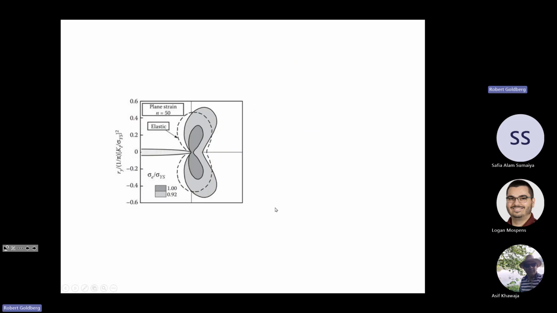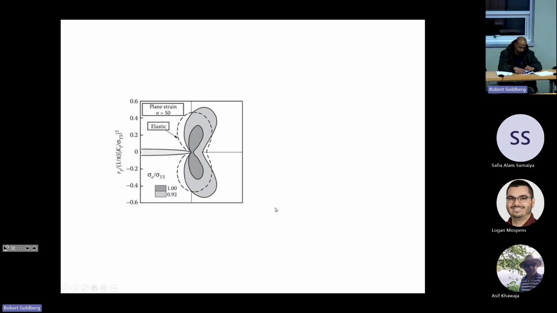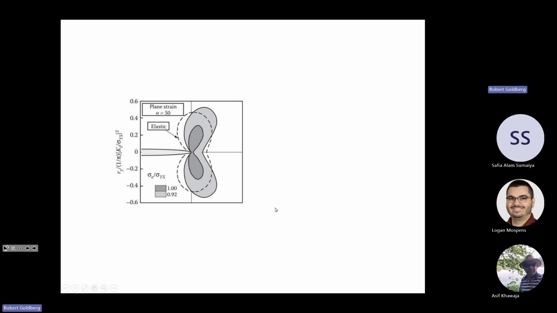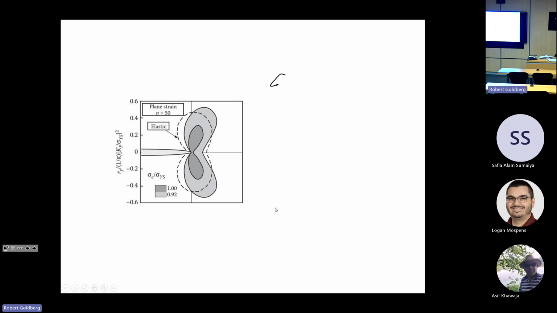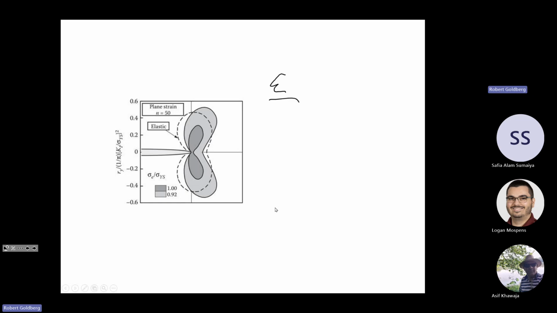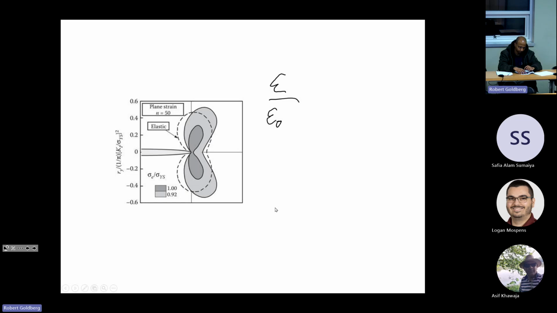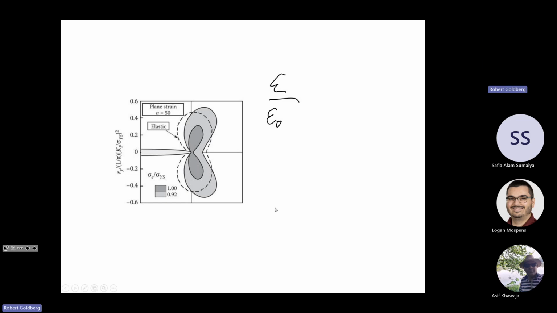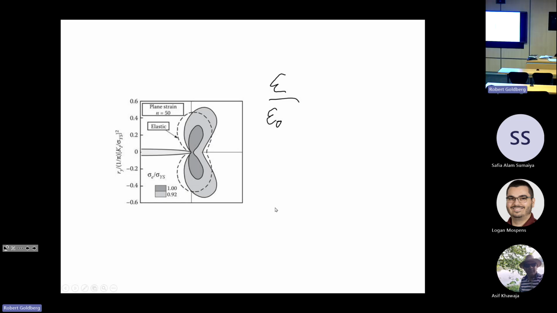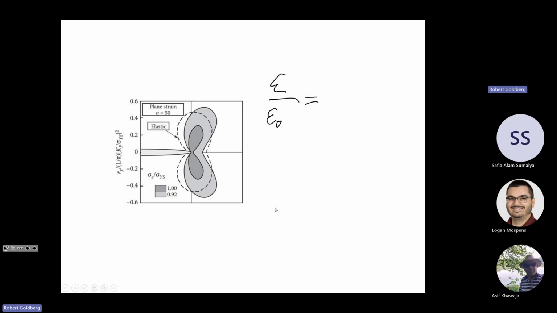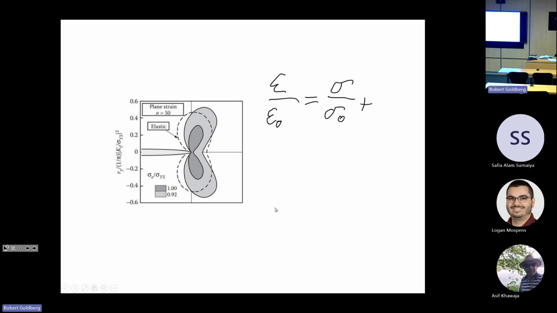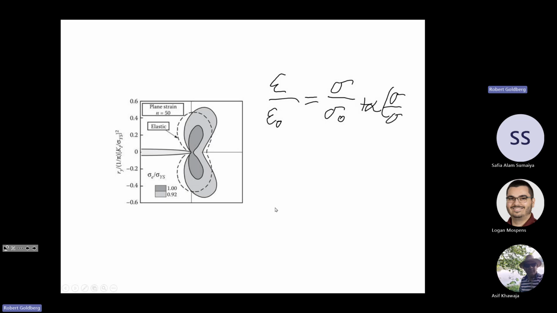So here is a figure using a more rigorous way of computing plastic strains, and we'll talk about this later. It's a very simplified method of computing the plastic strain. So the strain divided by some reference strain is equal to the stress divided by a reference stress plus a parameter alpha times sigma over sigma 0 to the nth power.